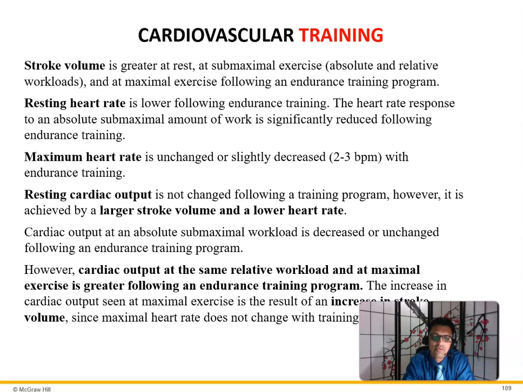Cardiac output at an absolute submaximal workload is decreased or unchanged following an endurance training program. However, cardiac output at the same relative workload and at maximal exercise is greater following an endurance training program. The increase in cardiac output seen at maximal exercise is a result of an increase in stroke volume, since maximal heart rate does not change with training. So again, cardiovascular training is going to make you more efficient. Even though your heart rate is lower, you're pumping out more blood, so you're working, as they say, smarter, not harder. Your heart is working smarter, not harder, after cardiovascular training.